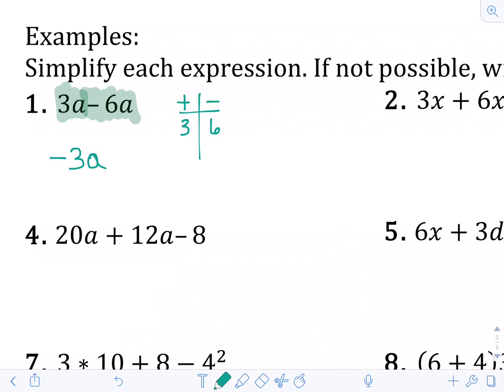Another way you can think of it is if you had 3 apples and you had to take away 6 of them, how many would you be left with? How many would you have left over? You would actually have negative 3 apples left over.